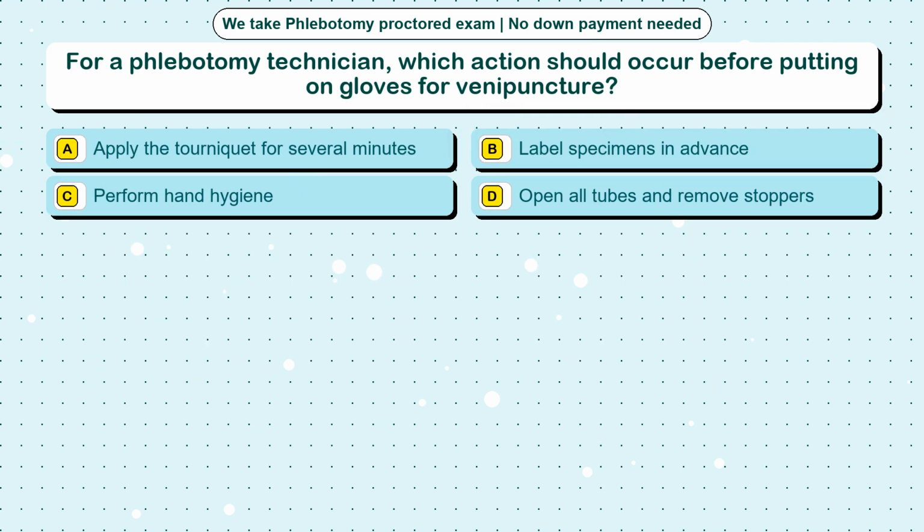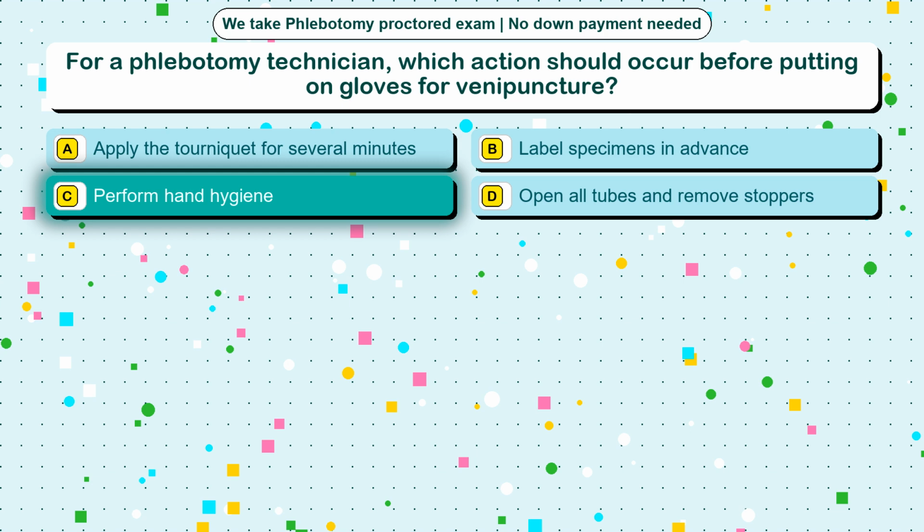Question 8. For a phlebotomy technician, which action should occur before putting on gloves for venipuncture? Option A. Apply the tourniquet for several minutes. Option B. Label specimens in advance. Option C. Perform hand hygiene. Option D. Open all tubes and remove stoppers. The correct answer is option C.